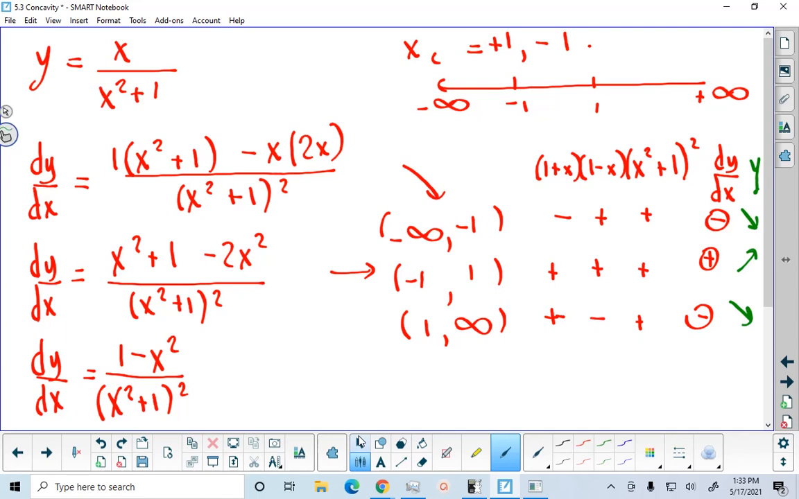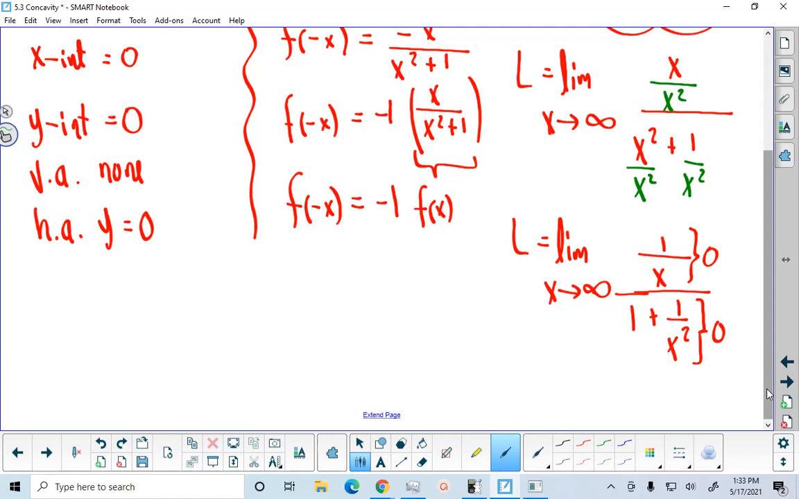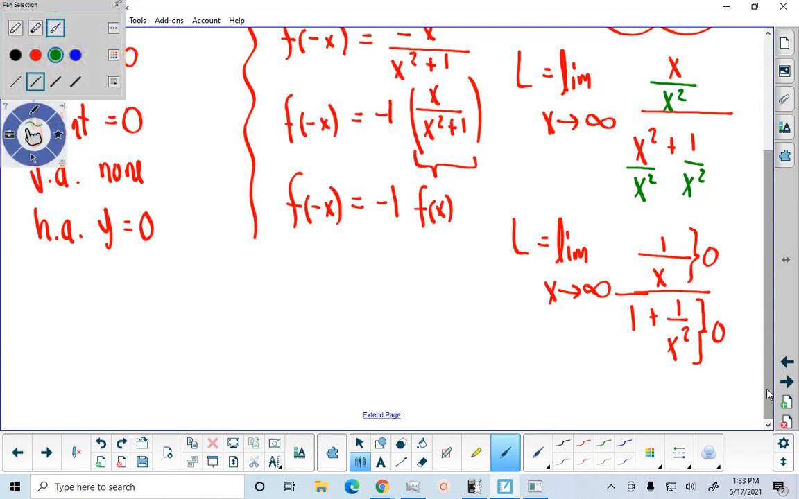The thing is odd. We do have to have some kind of symmetry here. So I'm going to go back to where I've compiled the pertinent information, and I'm going to add that to our list. We've got a minimum at negative 1 comma something, and we have a maximum at positive 1 comma something.